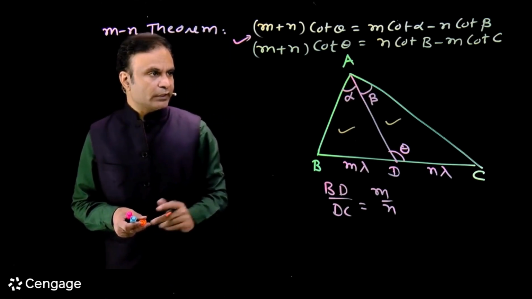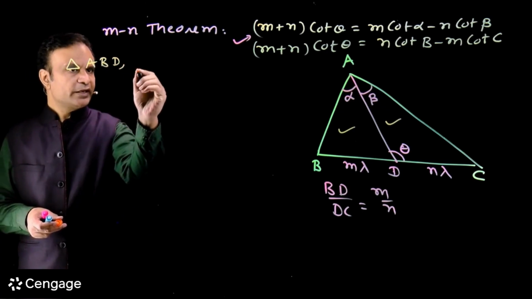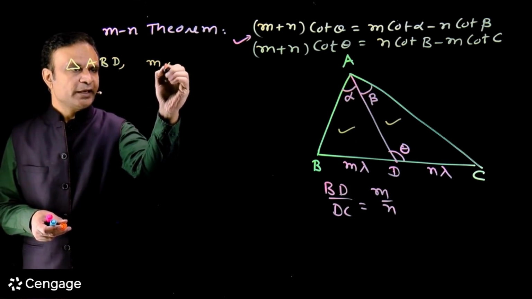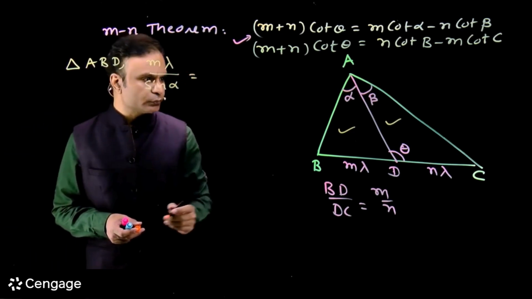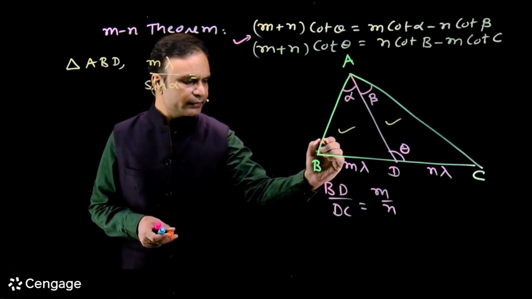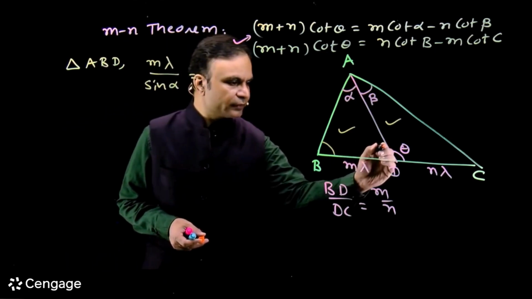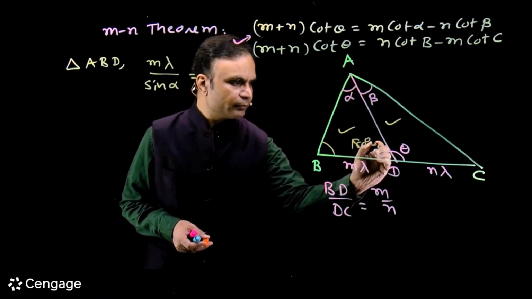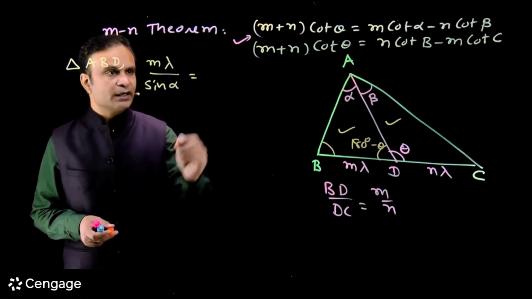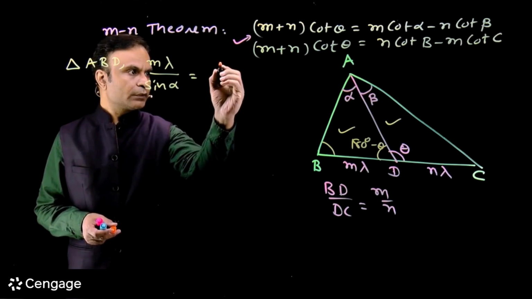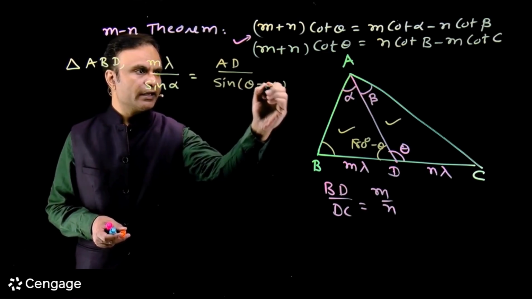Okay, in triangle ABD, using the sine rule we have m lambda upon sine alpha. This is equal to, now can we get this angle in terms of theta? We can find it in terms of theta. This angle is 180 degrees minus theta. So angle B will be theta minus alpha. So we have AD upon sine of theta minus alpha.